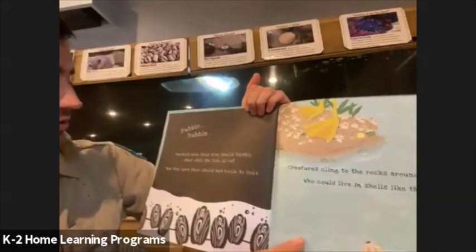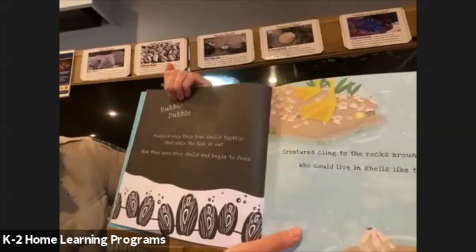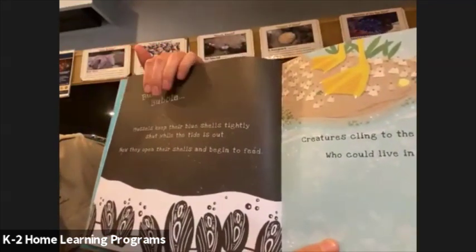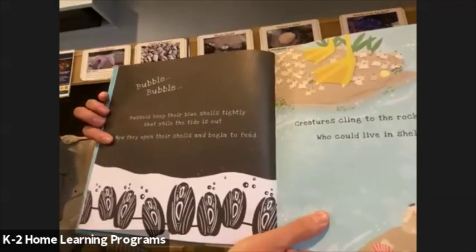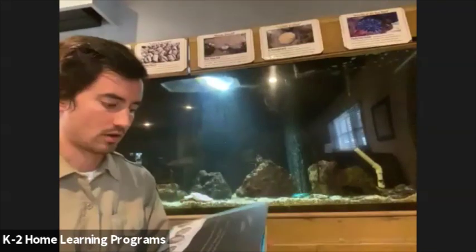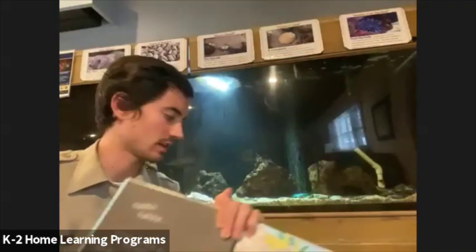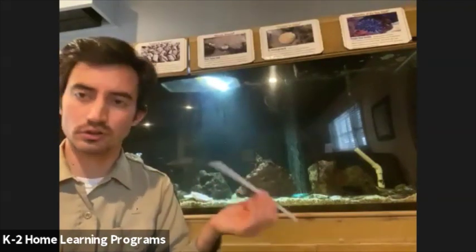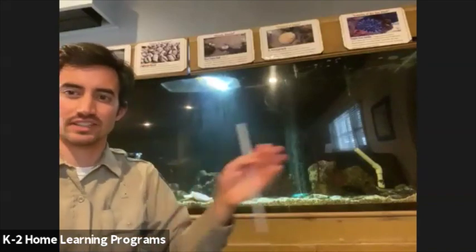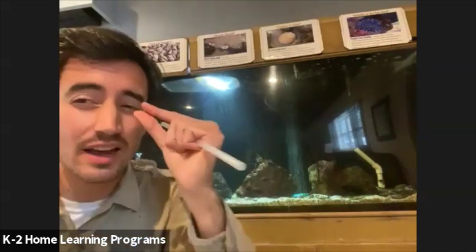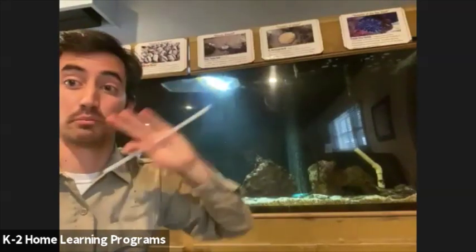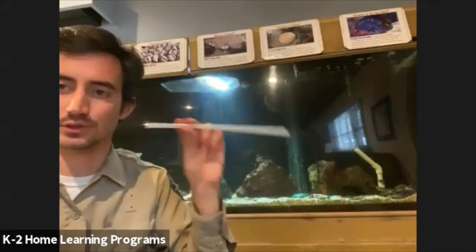Mussels. These are mussels. Mussels keep their blue shells tightly shut while the tide is out. Now they open their shells and begin to feed. All right, so mussels. Our friends, the mussels. They feed kind of like through a straw. They're called filter feeders, all right? They have this thing called a siphon, and they suck in seawater looking for tiny microscopic creatures they can filter and eat, and then they blow out the seawater. It's like a straw. Don't worry, it's reusable.